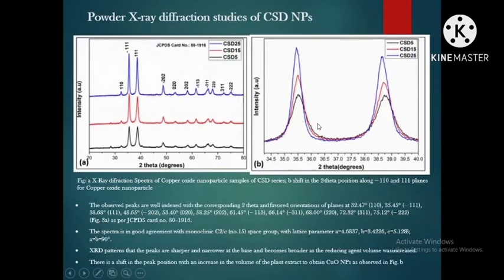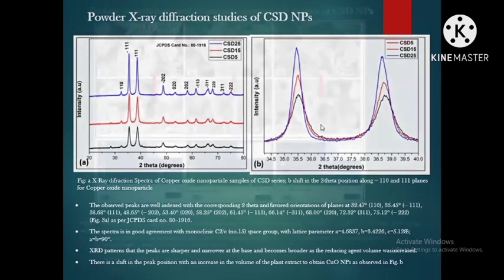Coming to the results of powder X-ray diffraction studies, in this XRD spectra, various peaks have been observed. All the obtained peaks correspond to the monoclinic structure of the nanoparticles obtained. In the B picture, you can see that with the increase in the concentration of extract, the peak has gone sharpening and narrowing at the base and sharpening at the tip. This is because of the influence of the plant extract used for the synthesis purpose.